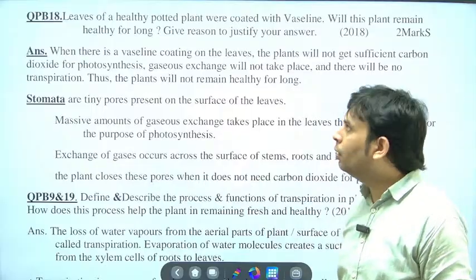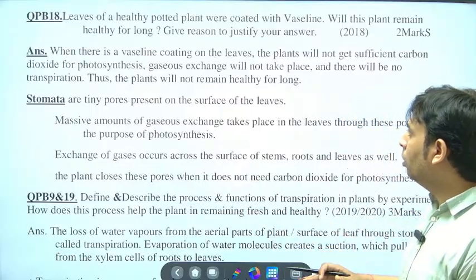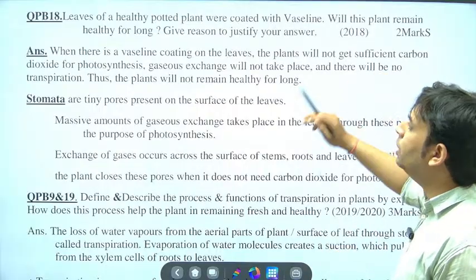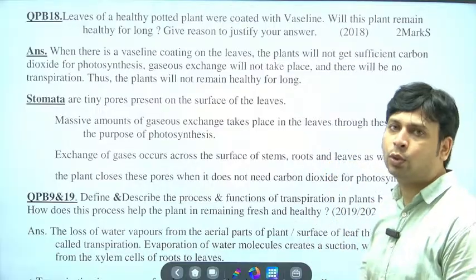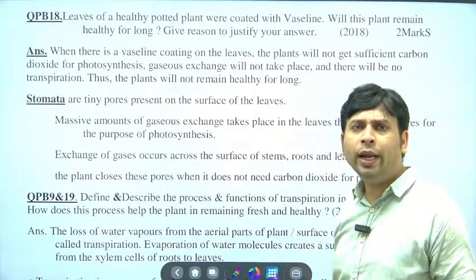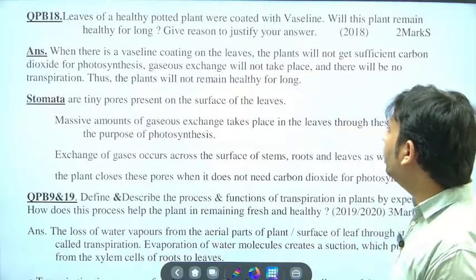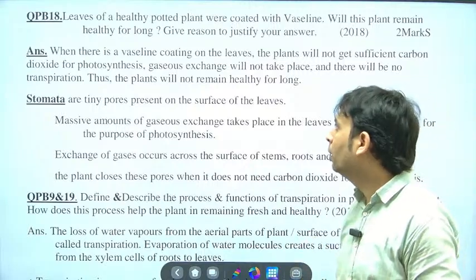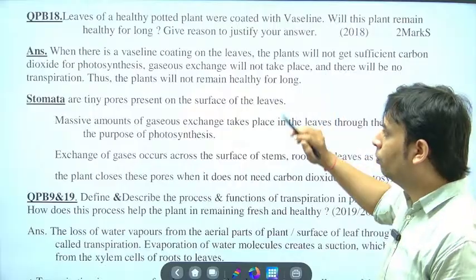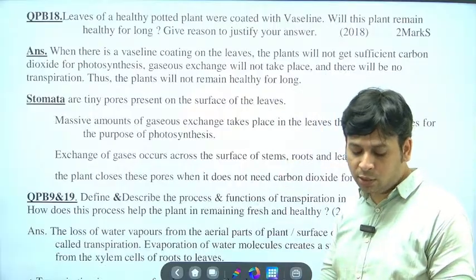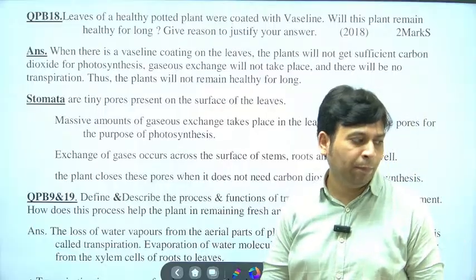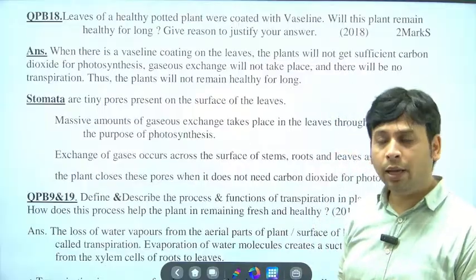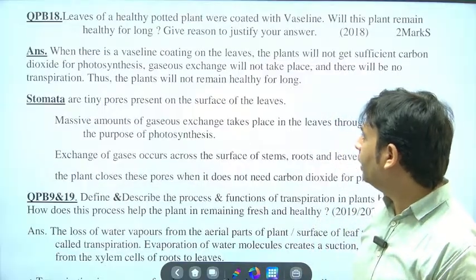So the answer is that when there is a Vaseline coating on the leaves, the plant will not get sufficient carbon dioxide for photosynthesis. The gas exchange will not take place and there will be no transpiration. Thus the plant will not remain healthy for long. There is no absorption of carbon dioxide and no transpiration here.